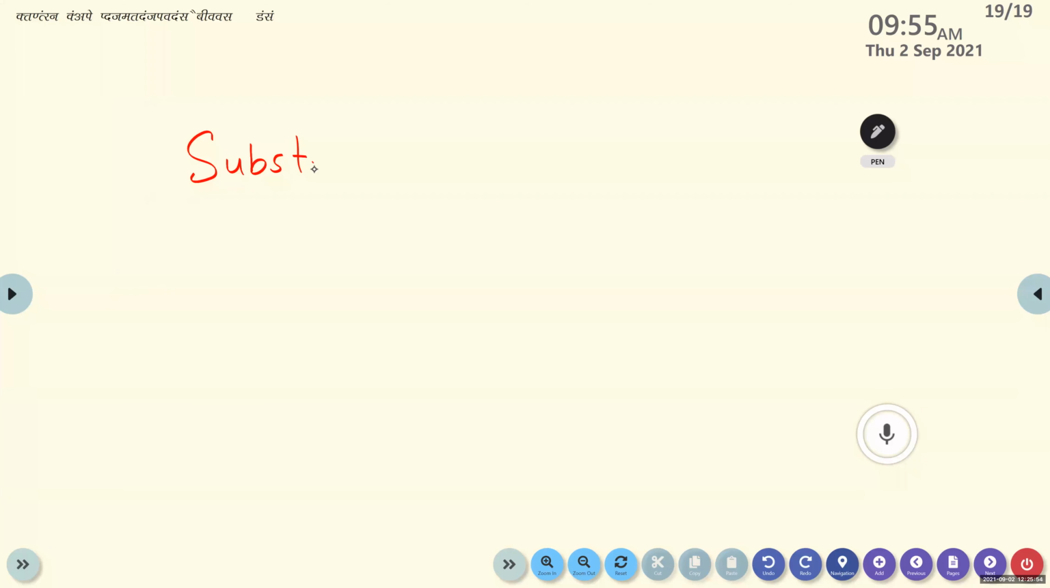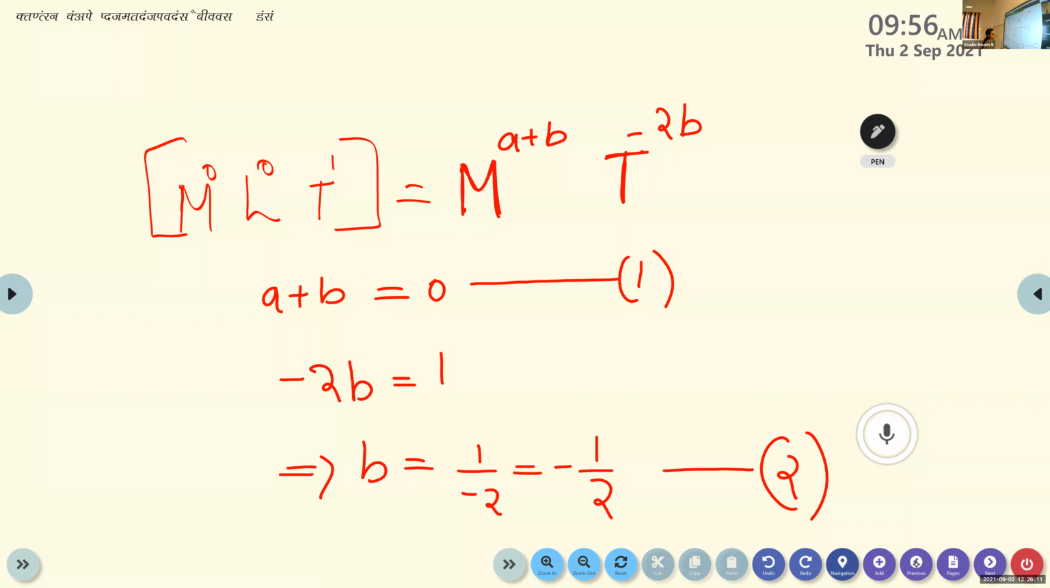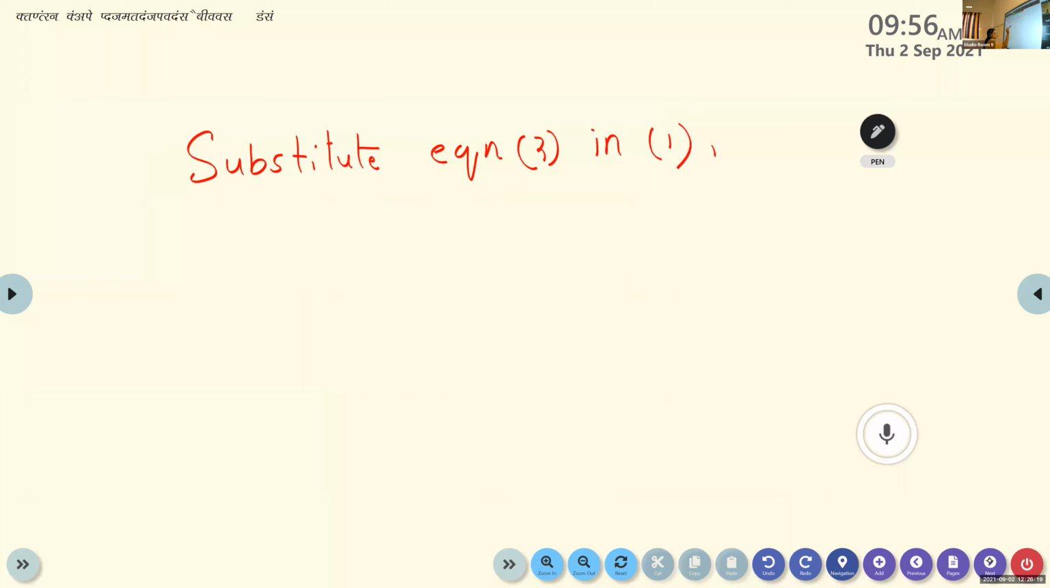Substitute equation 2 in equation 1. We are going to substitute equation 2 in equation 1. According to equation 1, we have a plus b is equal to 0. But by equation 2, we know that b is equal to minus half. So substitute the value here.